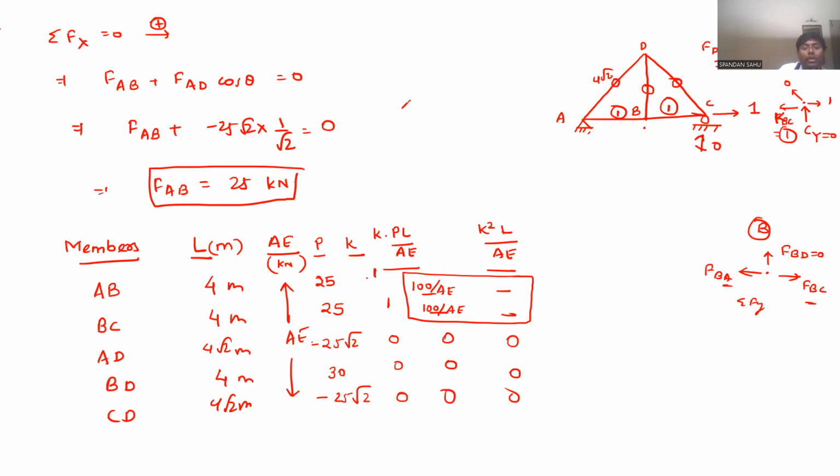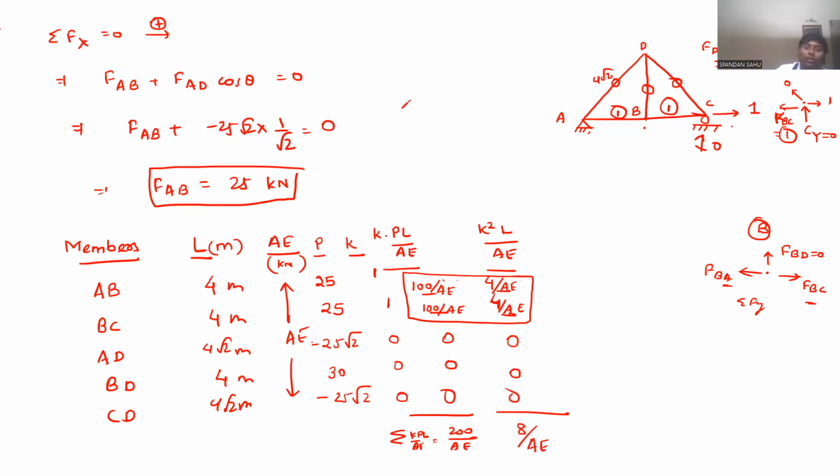K square L by AE. K square is 1 square, L is 4. So 4 by AE, 4 by AE. You sum it up. Summation of KPL by AE will be 200 by AE, because now I am writing in terms of AE because AE is constant for all the members. If A and E are different for all the members, then you have to incorporate AE here only, calculate the absolute values of KPL by AE for each member and then add up, not in terms of AE, but in absolute value terms. Put A value, E value at each and every place and calculate the numerical absolute value. Similarly, this K square L by AE will become 8 by AE.